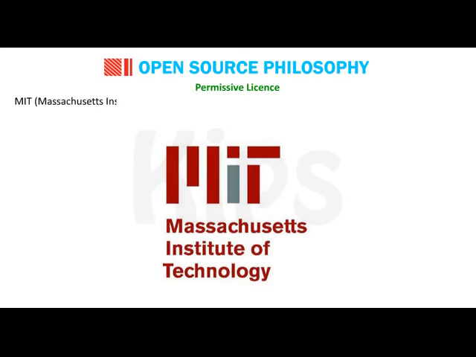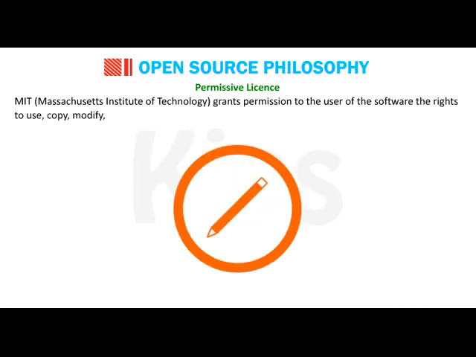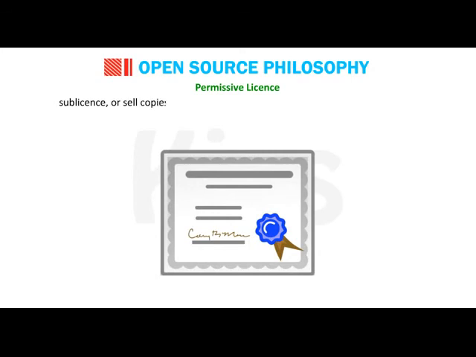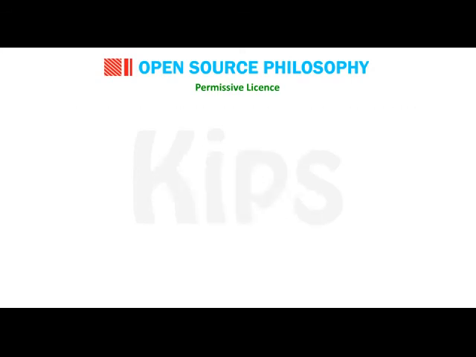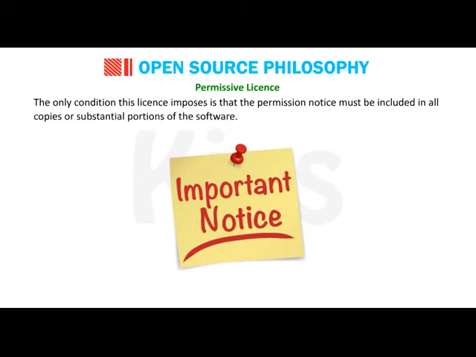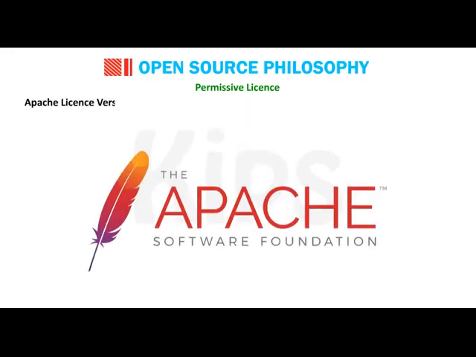MIT, Massachusetts Institute of Technology, grants permission to the user of the software the rights to use, copy, modify, merge, publish, distribute, sub-license or sell copies of the software without any limitations and restrictions. The only condition this license imposes is that the permission notice must be included in all copies or substantial portions of the software.